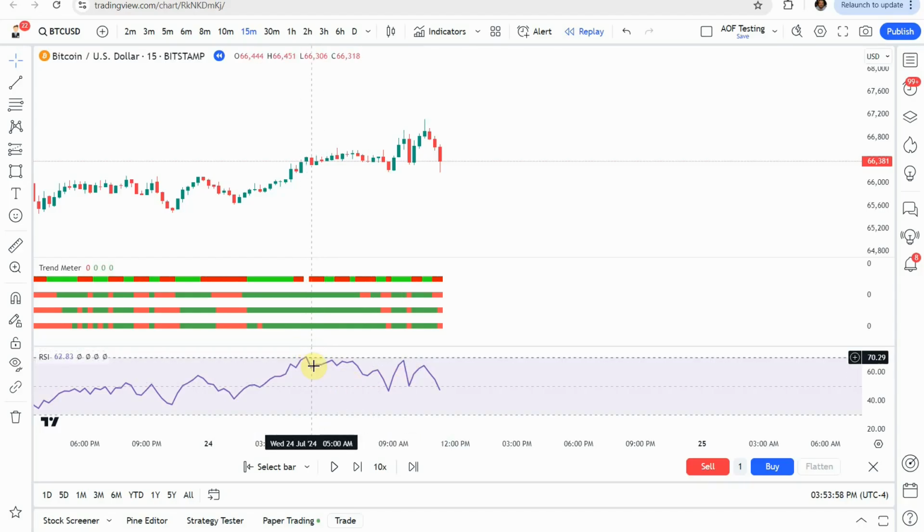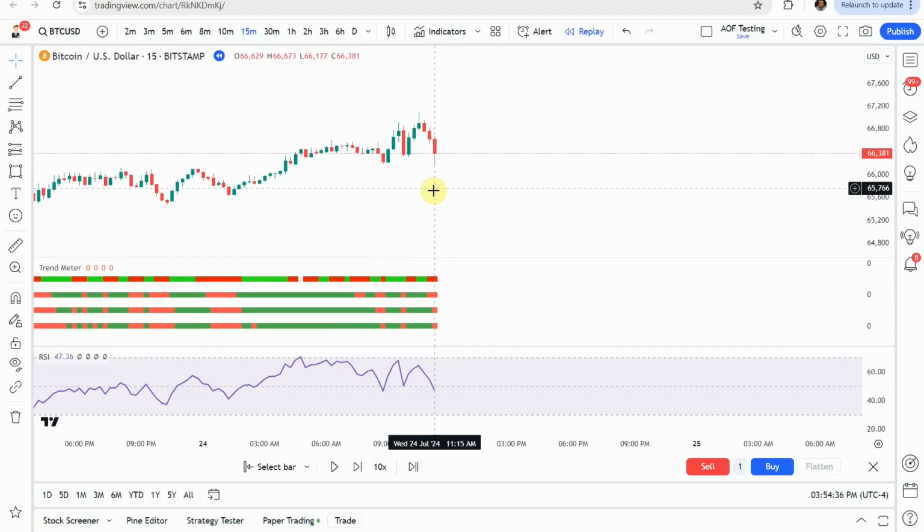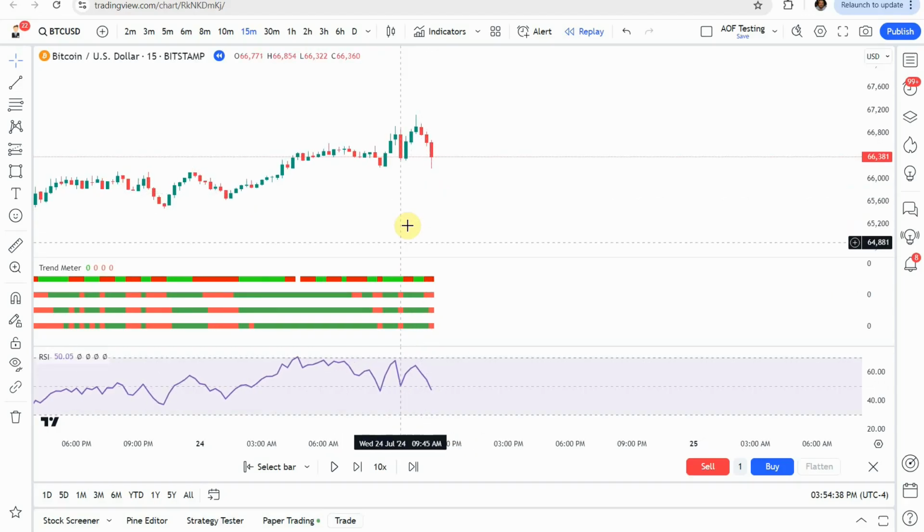And so you can see right here, this is the highest peak right here. And then you can see as the price is continuing to climb higher, the RSI itself is actually going a little bit lower and a little bit lower. And so once you've identified the divergence, then what you're going to do is look for when all the colors here on the trend meter line up in red.